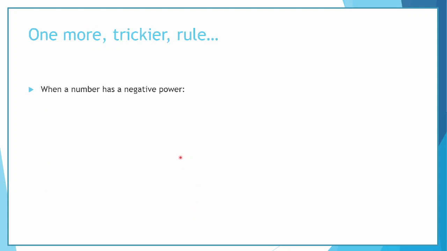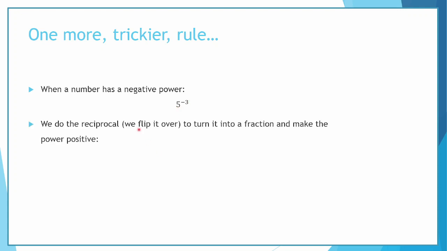There's one more slightly trickier rule. When we have a number that has a negative power, there's a small process that we have to follow. So say we had 5 to the power of negative 3. What we're going to do is take the reciprocal, which means that we're just going to flip the number over, and we're going to turn this power from a negative into a positive. So 5 to the power of minus 3 becomes 1 over 5 to the 3, which is 1 over 125.